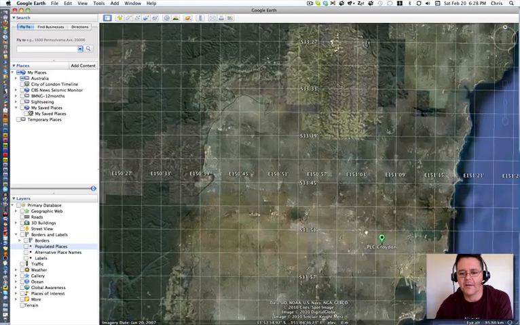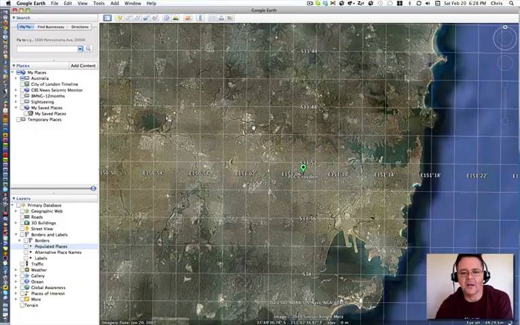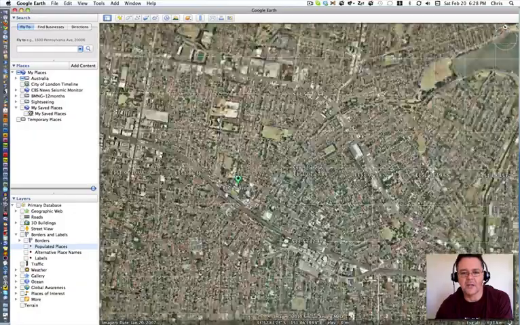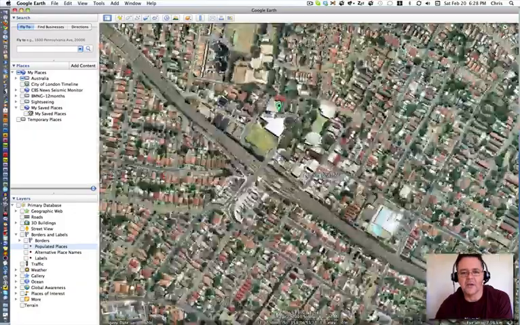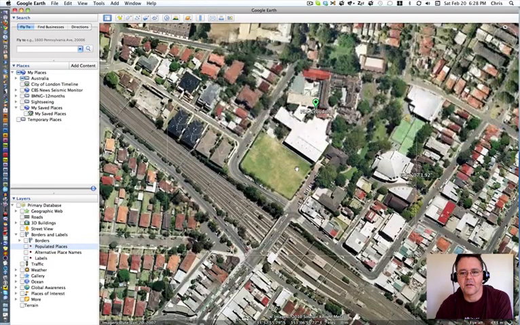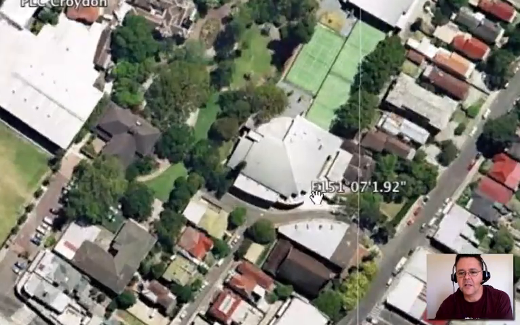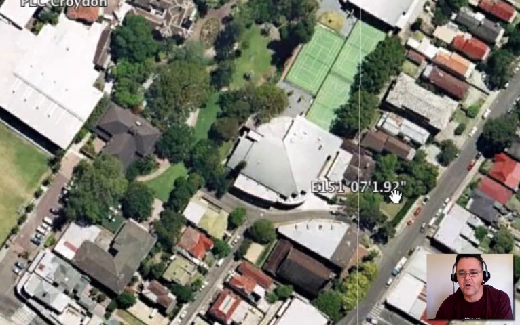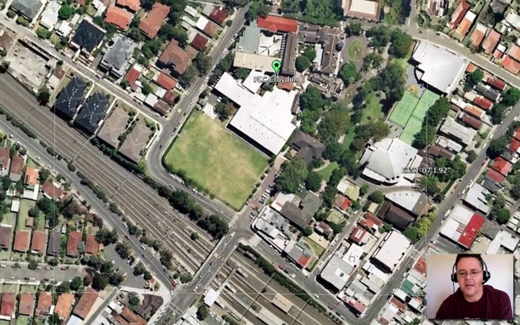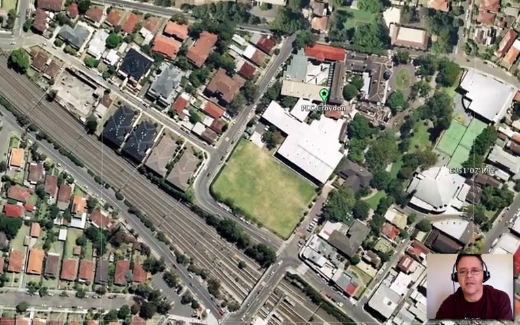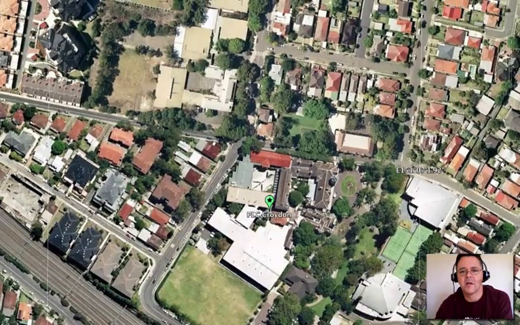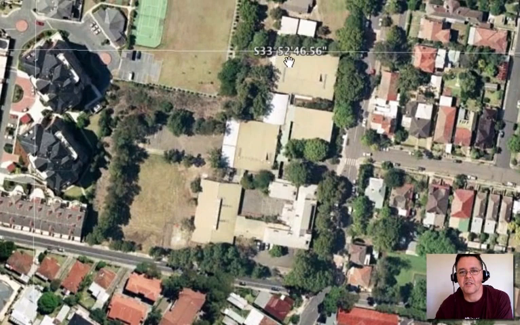Now let's keep going in and zooming right in here on, there is the school right there, and you can see here's the line here, east 151.07 1.92. So we're getting quite specific about how far east we are. And if I can find the number on the other line, we're south 33 degrees 52 46.56 and a bit, so we're a bit further south than that.